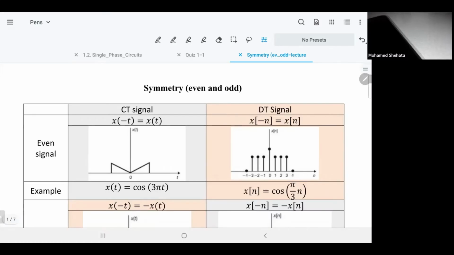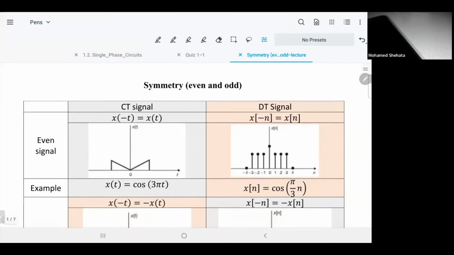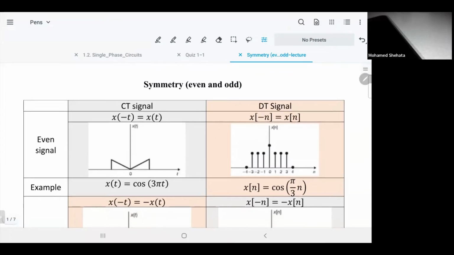the basic concept of signals. And we distinguish between continuous time signals and discrete time signals. Also, it was explained how we distinguish between periodic and aperiodic signals, and continuous and discrete time signals. Today, we're going to discuss the symmetry of a signal.